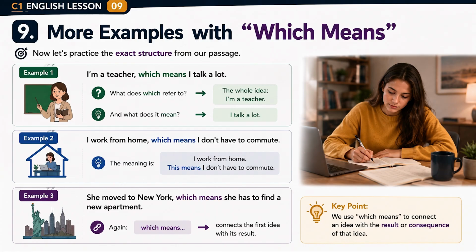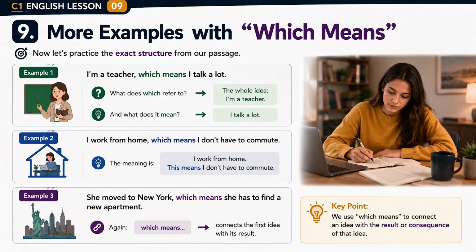Another example. I work from home, which means I don't have to commute. This means I work from home. This means I don't have to commute. The third example: She moved to New York, which means she has to find a new apartment. Again, "which means" connects the first idea with its result. These are called relative clauses, and this is a non-defining relative clause. You're adding more information.